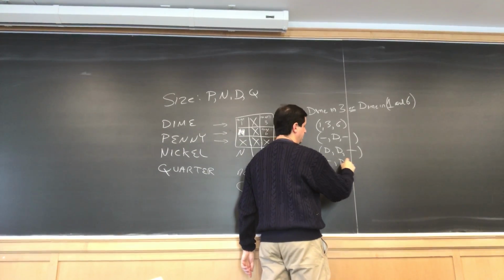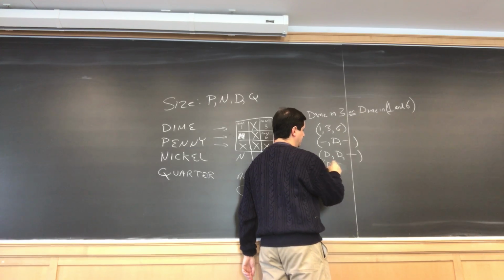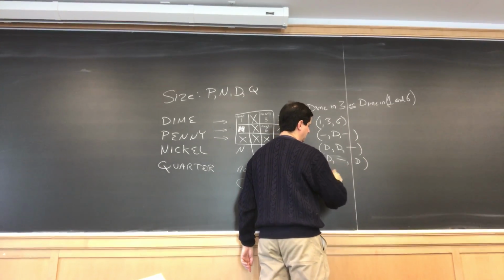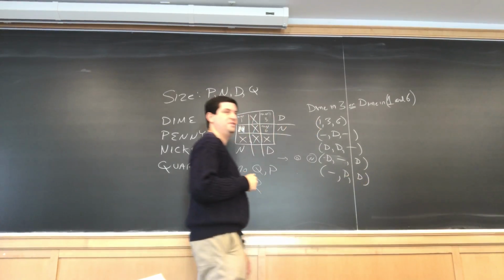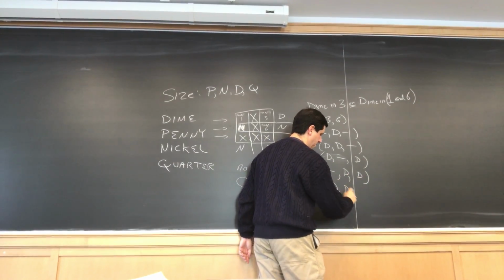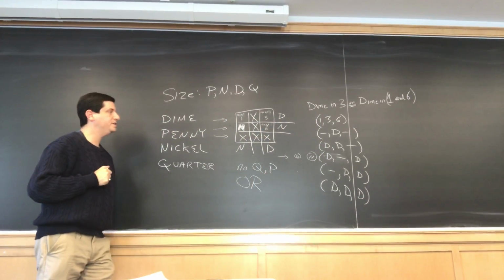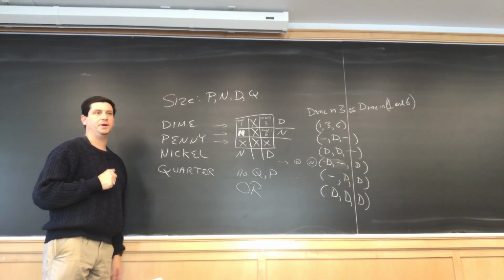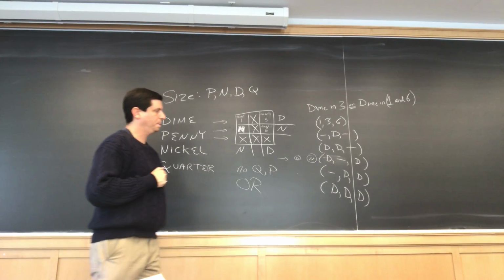So blank, let's do dime, blank, dime, blank, dime, dime, and there's one more. Dime, dime, dime. All right, so we have at least 5 solutions. I think that's probably it. If not, you can. So what would you gamble?